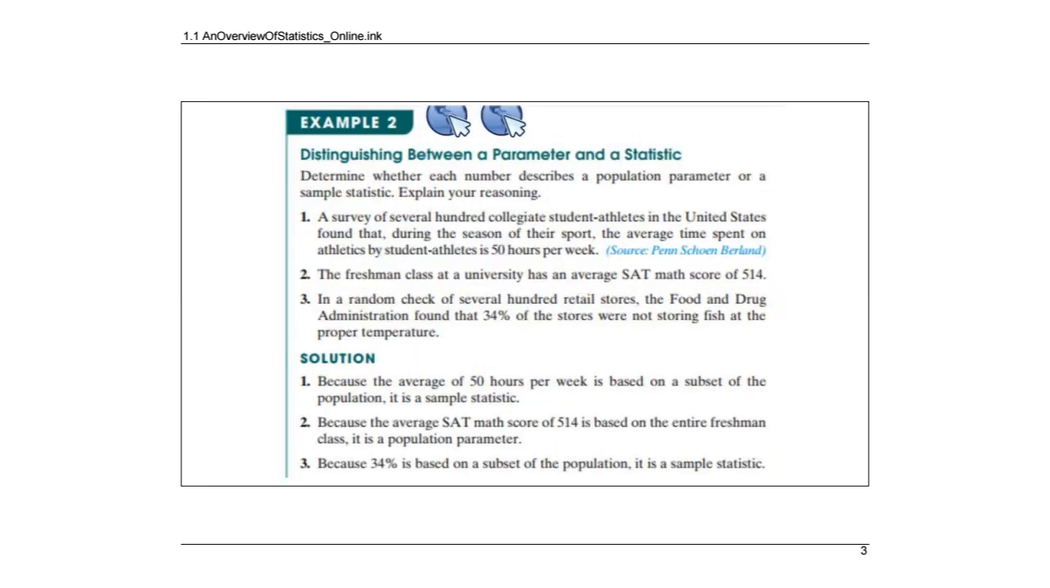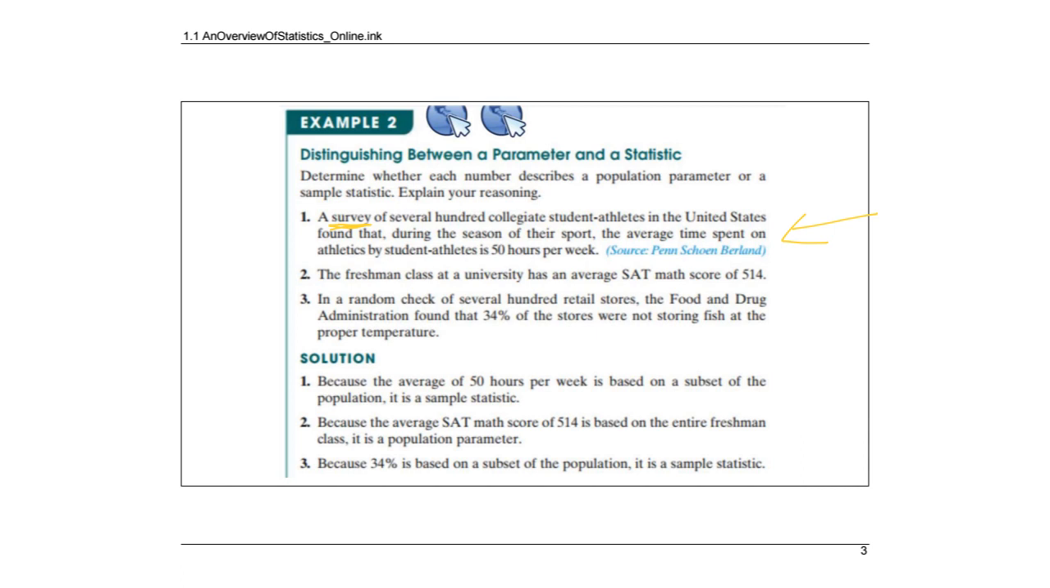Let's look at an example. This problem asks us to determine whether each number describes a population parameter or a sample statistic. So this first one, number 1, it says a survey of several hundred collegiate student athletes in the United States. So as soon as we see that word survey, we can be pretty sure it's a sample. We have to still read carefully, but usually you cannot survey the whole population. So we know this is a sample because we didn't talk to every collegiate student athlete. We only talked to several hundred of them.